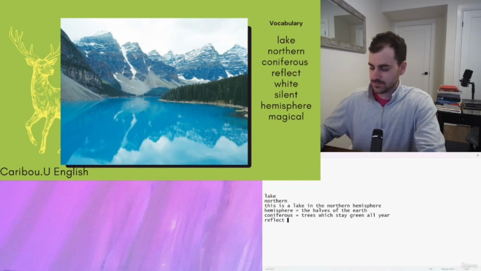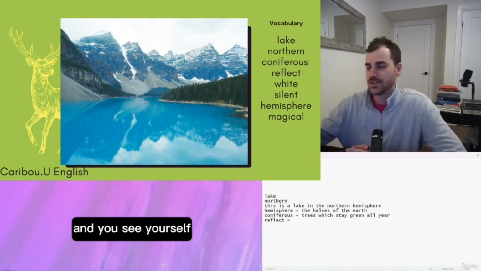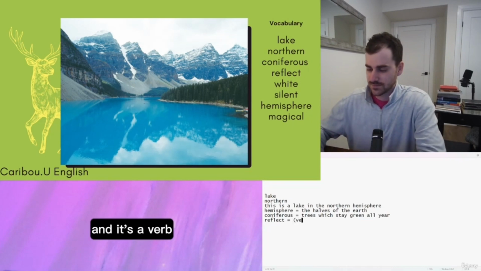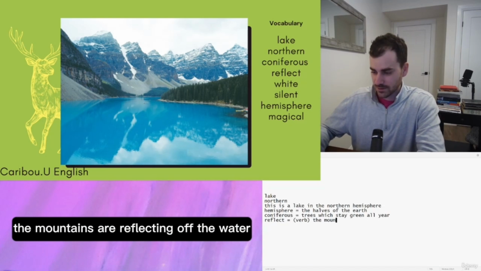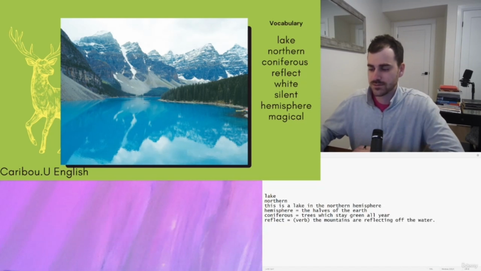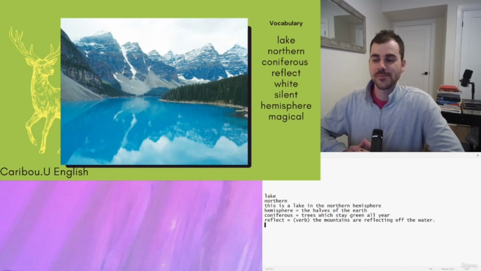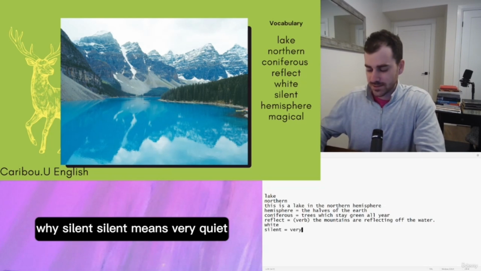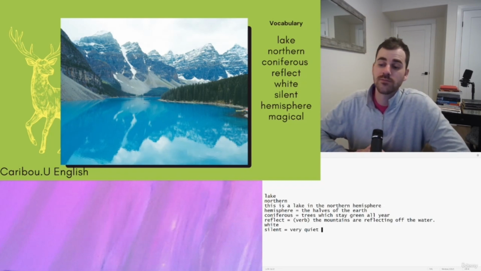Reflect. This is like when you look into a mirror and you see yourself. It's called reflect, and it's a verb. So we could say the mountains are reflecting off the water. Reflecting off the water. White, silent. Silent means very quiet. There's no noise.